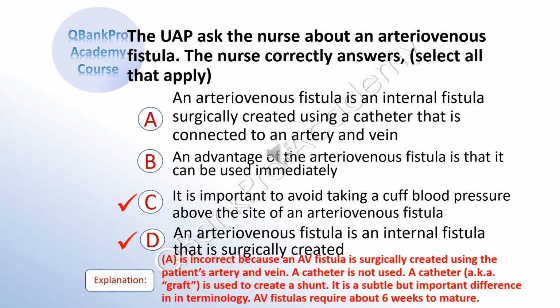Explanation. A is incorrect because an arteriovenous fistula is surgically created using the patient's artery and vein. A catheter is not used. A catheter, also known as a graft, is used to create a shunt. It is a subtle but important difference in terminology. Arteriovenous fistulas require about 6 weeks to mature.